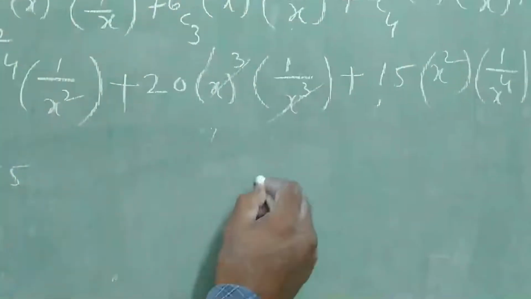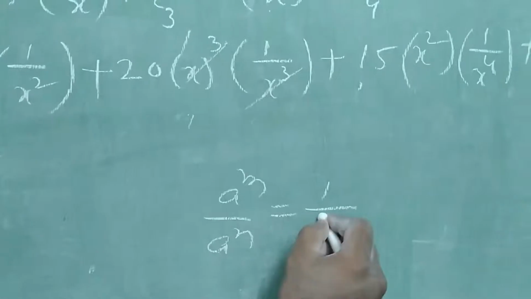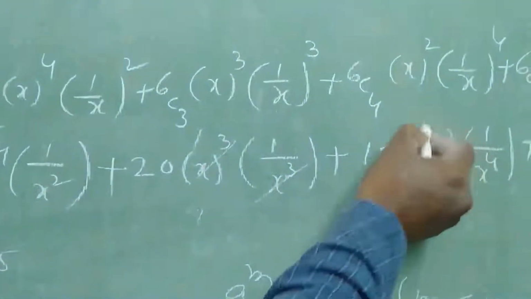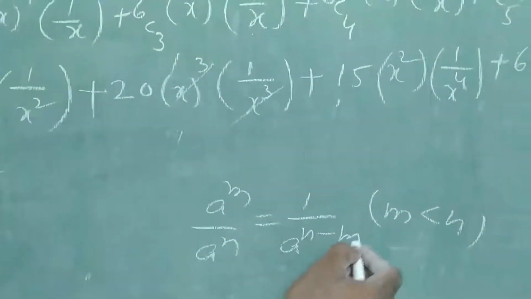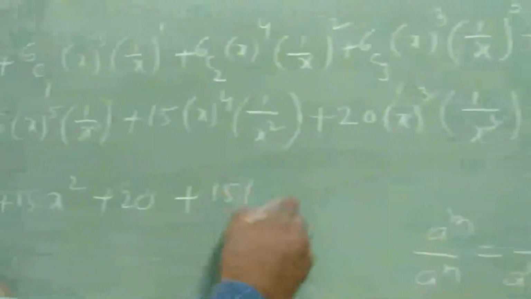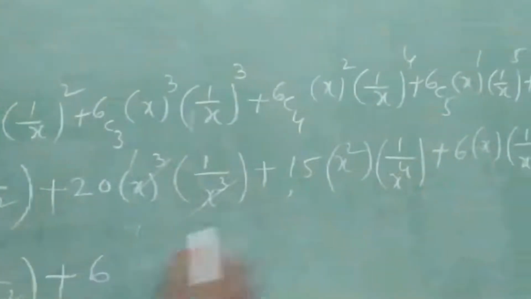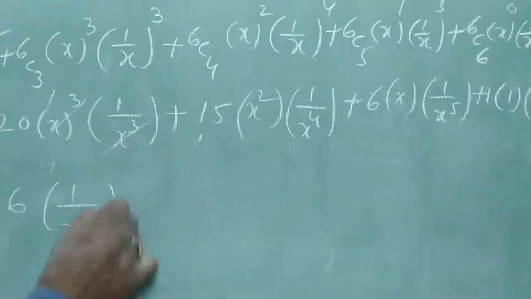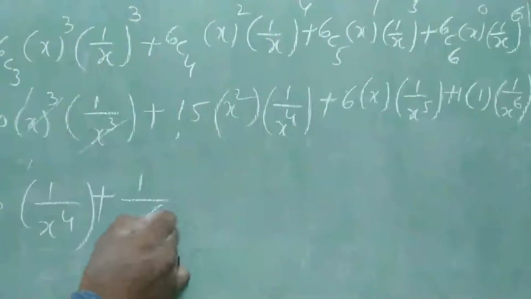So here, a to the power of m by a to the power of n, we have one more form, that is 1 by a to the power of n minus m, where m is less than n. Here m is equal to 2, n is equal to 4, m is less than n, so you can use 1 by a to the power of n minus m. So 4 minus 2, 2, so 1 by x square. Plus 6 into x by x to the power of 5, 1 by x to the power of 4, plus 1 into 1 into 1, 1 by x to the power of 6.